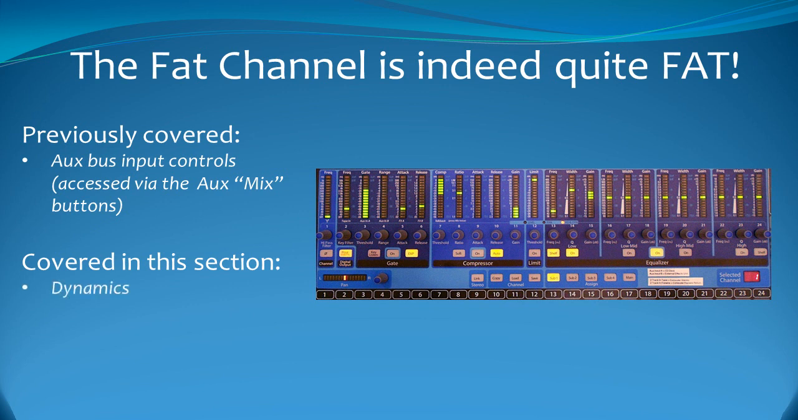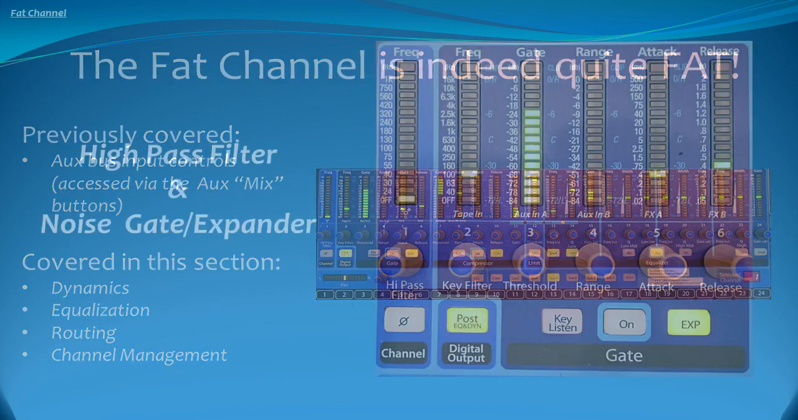Dynamics, which include the high-pass filter, noise gate or expander, compressor, and limiter. Fully parametric EQ or equalization. Signal routing, and channel scene management functions. The channel metering, fader locate, and GEQ, graphic equalization, functions of the fat channel will be discussed later.